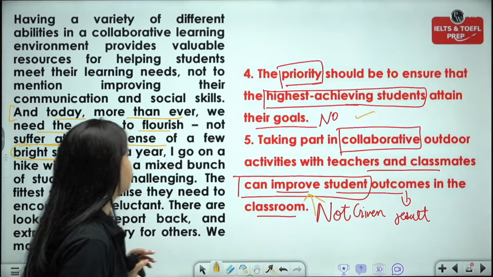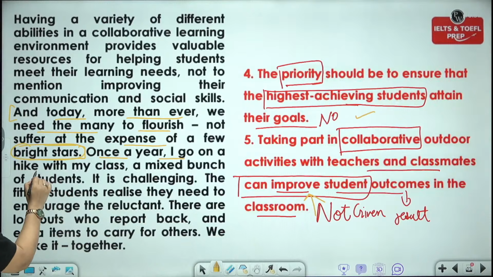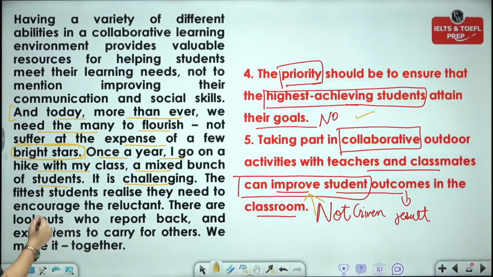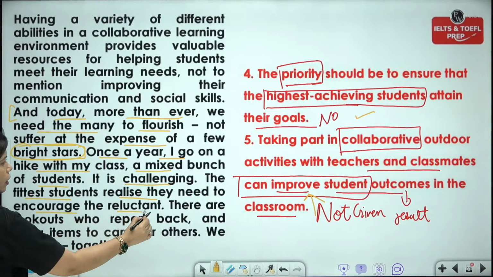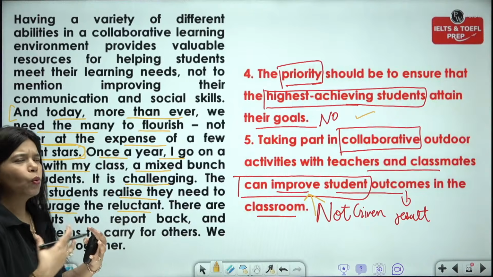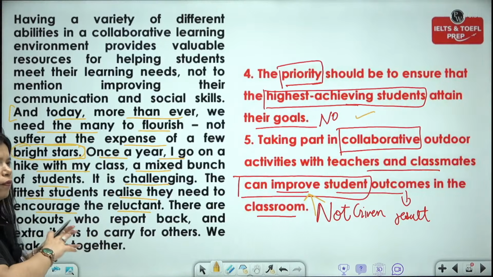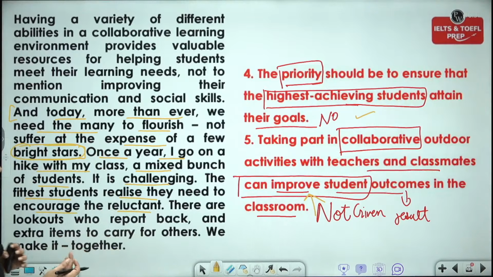Let's read. So it says from here, once a year I go on a hike with my class, a mixed bunch of students. It is challenging, that means it is difficult. The fittest students realize they need to encourage the reluctant. Reluctant means who do not really want to go for outdoor activities. So the fitter ones need to encourage these people who don't want to go for outdoor activities. That's what they are trying to say here.